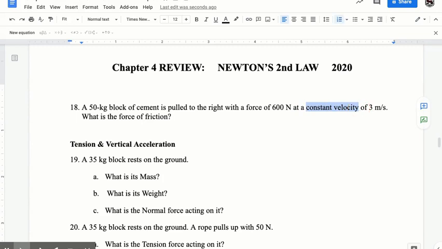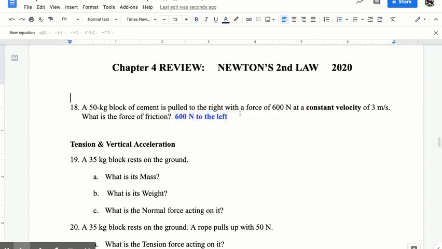But then it says constant velocity. That is going to trigger in my head equilibrium. And equilibrium means that the forces are balanced. So if it's at a constant velocity, and I don't even care what the constant velocity is, but I know that it has a force to the right of 600. If the forces are balanced, I will say it's 600 newtons to the left. It matches it and works in the opposite direction. And now your forces are balanced.